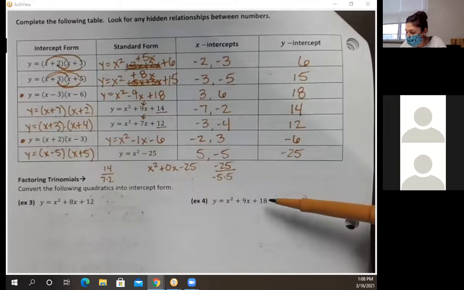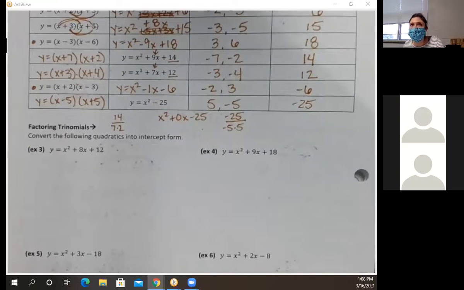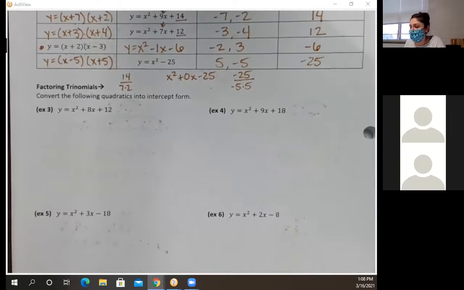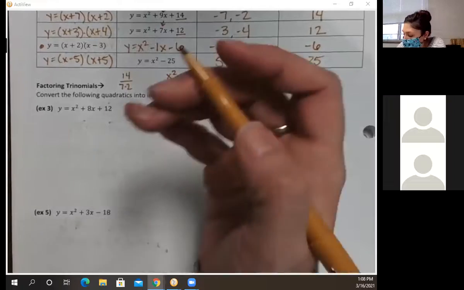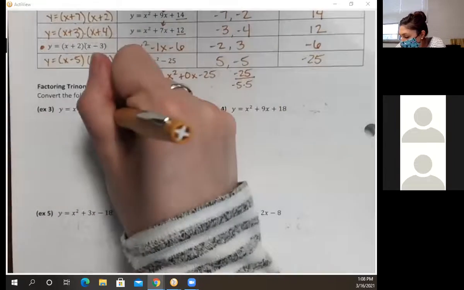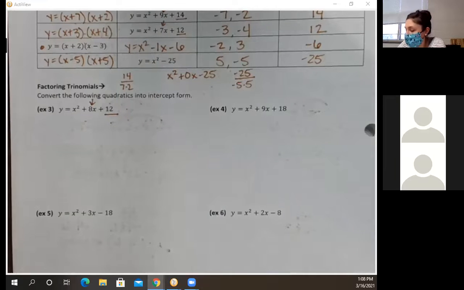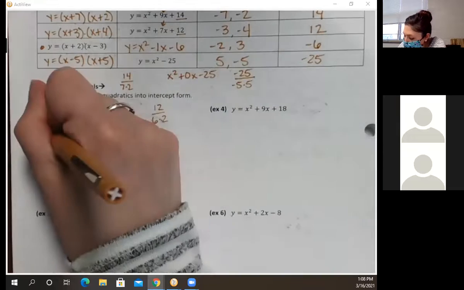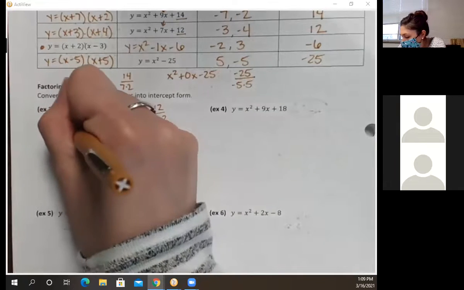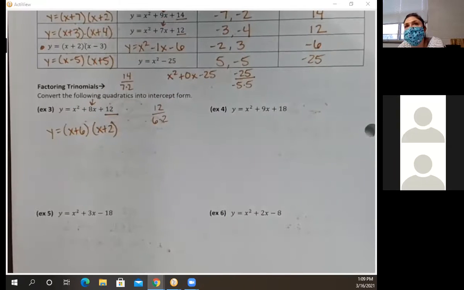Okay, so we have a few more questions, and we're going to look at changing them into intercept form. We've got standard form right now. We're going to change them into that intercept or factored form, which means we're factoring again. Same idea as what we did in the table, same idea as what we worked on last time. For example 3, I want factors of 12 that add to 8. 6 and 2. So 6 times 2 would give us 12, and 6 plus 2 would give us 8. So this would be x plus 6 times x plus 2, is our factored form.